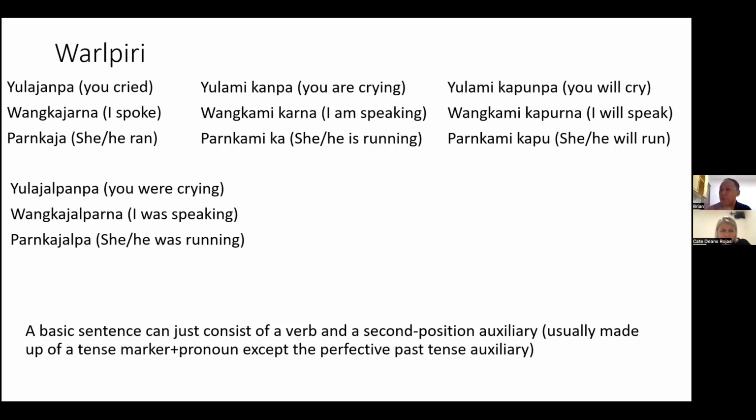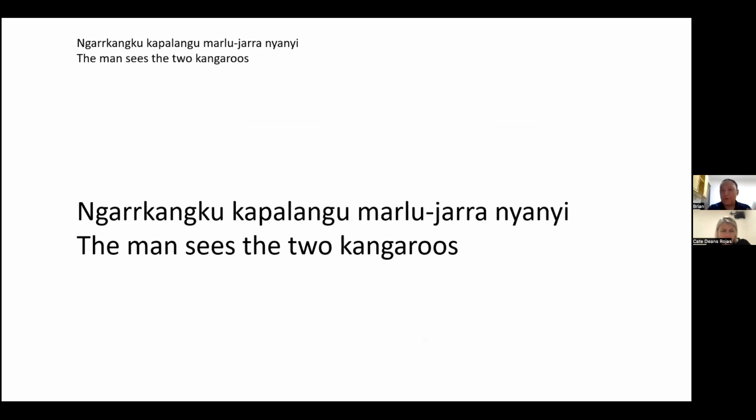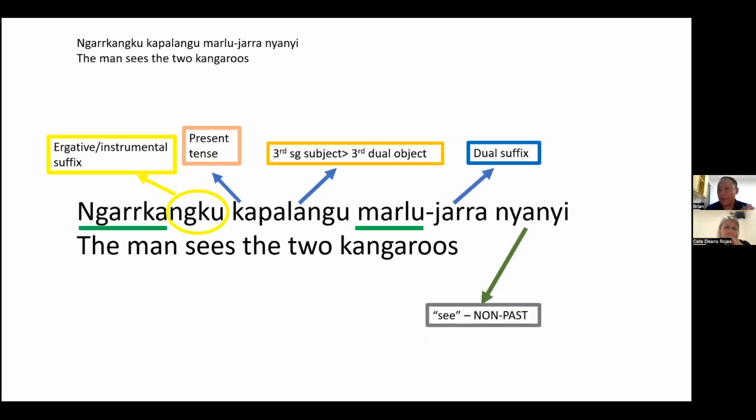All right, and when you put more stuff in a sentence, then you can of course scramble it around. It will still make sense as long as all the auxiliaries stay in the second position, like this. So if you want to make a sentence like the man sees the two kangaroos, which is a common occurrence, I imagine, in parts of Australia, you say ngargangu kapalangu marlu jara nyanyi. So here's how it breaks down.